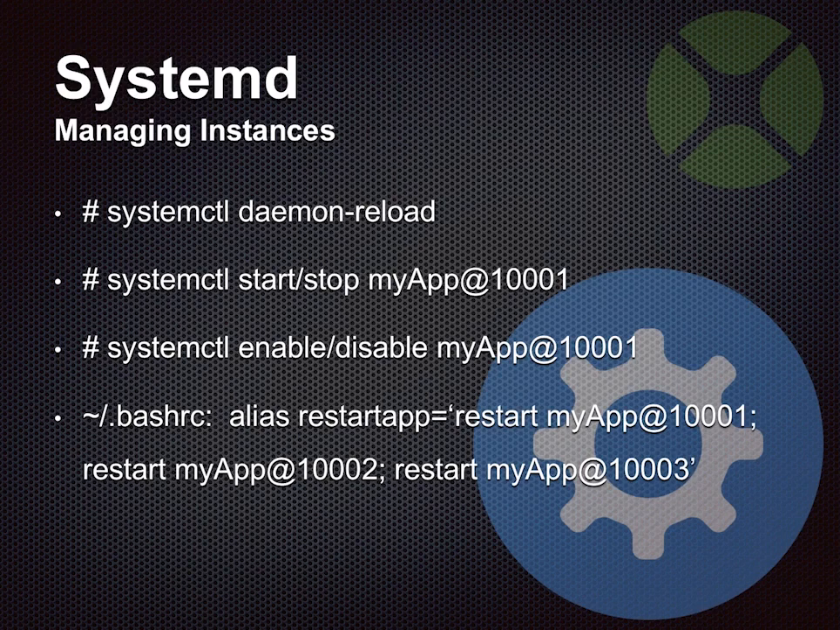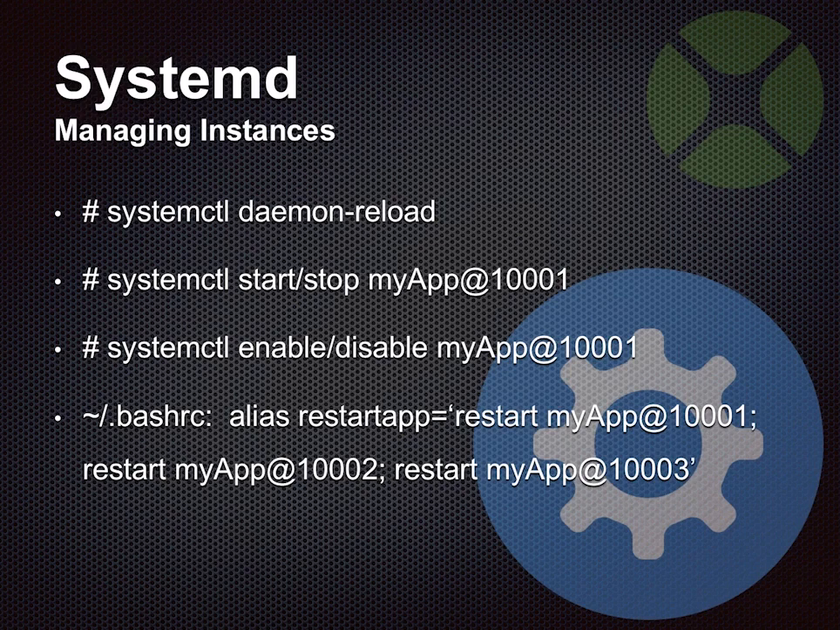Enable and disable means flag this thing to launch at startup. So I just say systemctl enable my app at 10,001. When the system reboots, it'll launch an instance of your app listening on port 10,001. Of course, you have to match those ports up in your load balancer when you're trying to send requests, so that the ports it's listening on are the ones you're talking to.